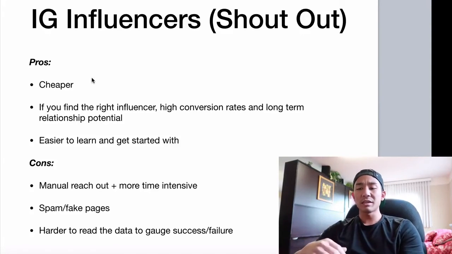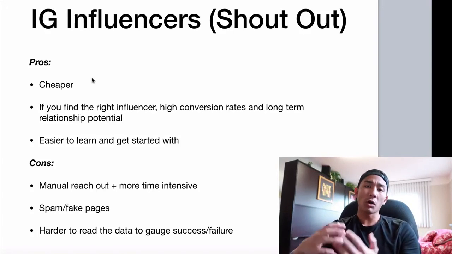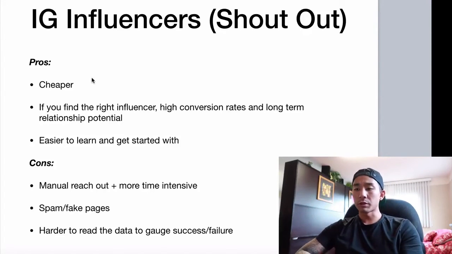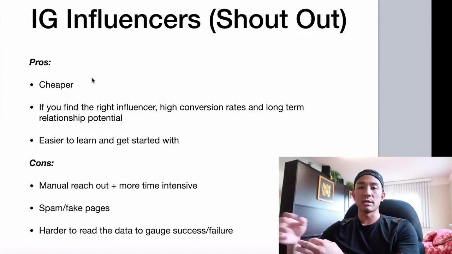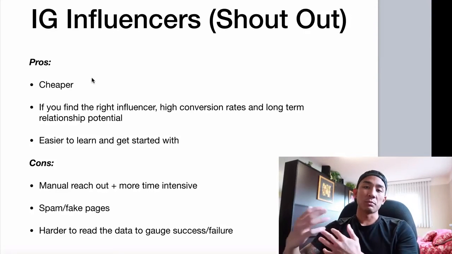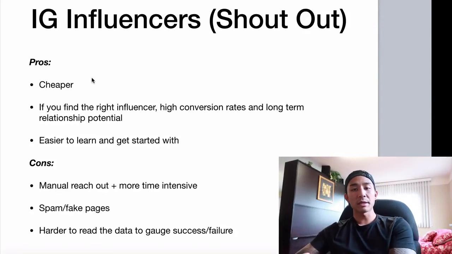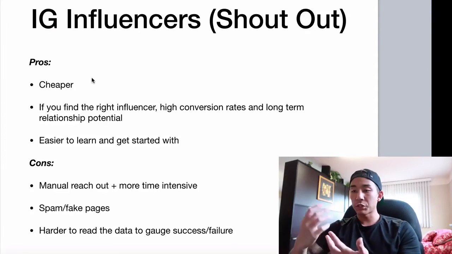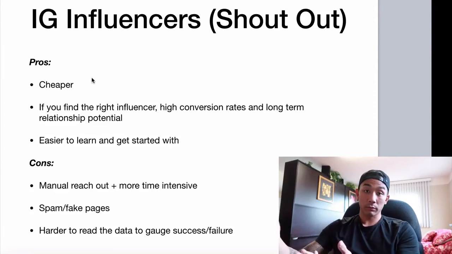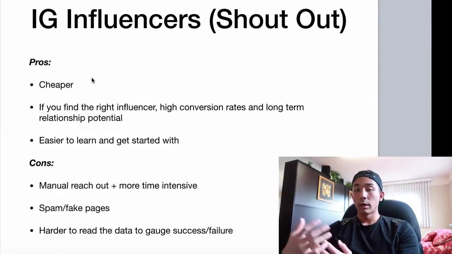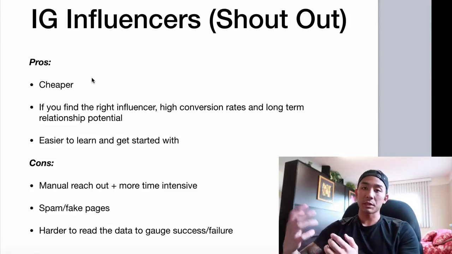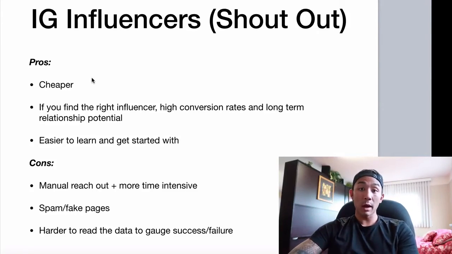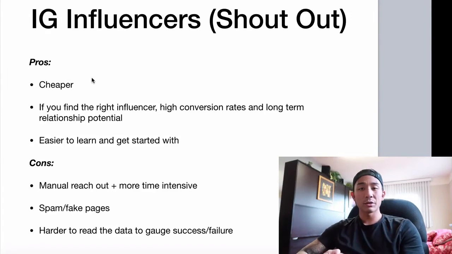Number three is it's easier to learn and get started with, right? So all you really have to do for Instagram influencers is just manually reach out to these different influencers in your niche, ask them to promote your product, negotiate some pricing, and there you go. You can have your Instagram influencer shout out your ad on their story, their link in the bio within the next day or so, right? Or maybe in a few hours even. So it's definitely easier to learn and get started with.